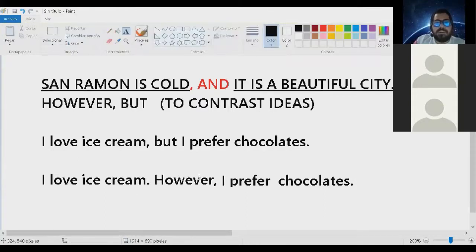Okay? Con punto y coma después. Tiene que ser así, in this way. Because if not, it is grammatically incorrect. So I love ice cream; however, I prefer chocolates. Okay? So there you have it, guys.